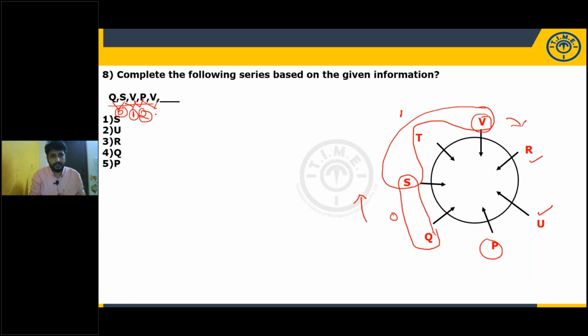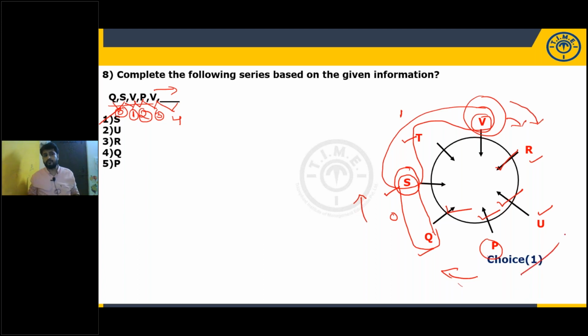Now let me check it here. It has to be 3 between P and V in the clockwise. So P is here, or V is here in the clockwise. This way, 1 gap, 2 gaps, and 3 gaps. So next has to be 4 gaps from V in the clockwise direction. So V is here in the clockwise, 4 gaps. 1 gap, 2 gaps, 3 gaps, 4 gaps. Who is next? S. So my answer will be yes. It is in the first option.